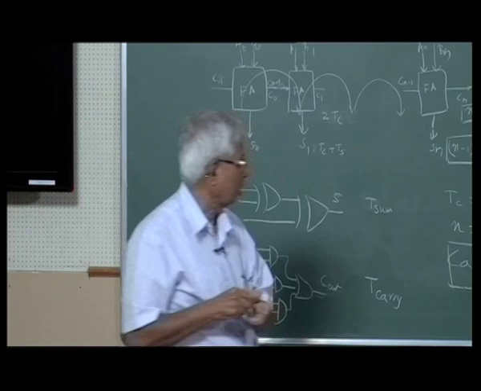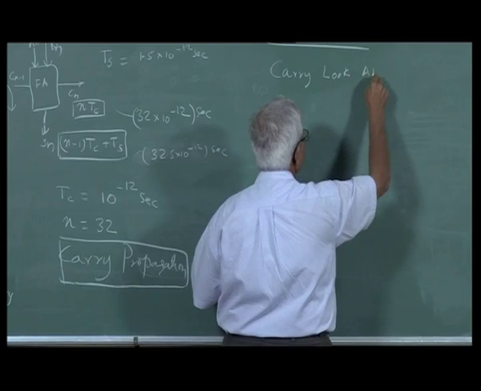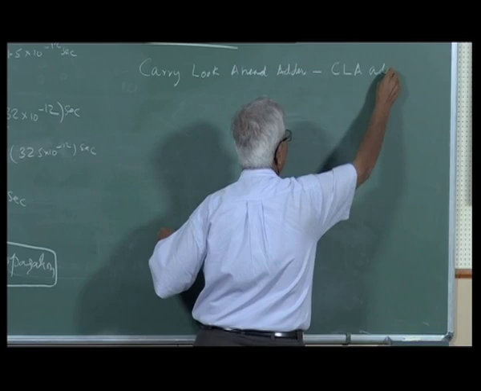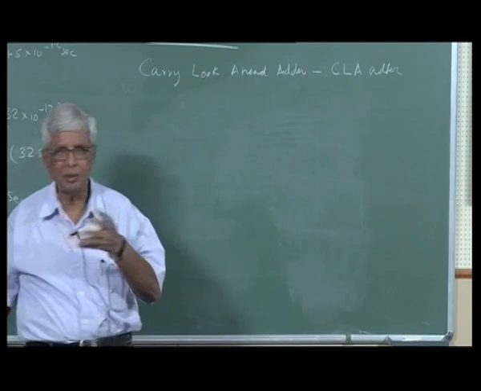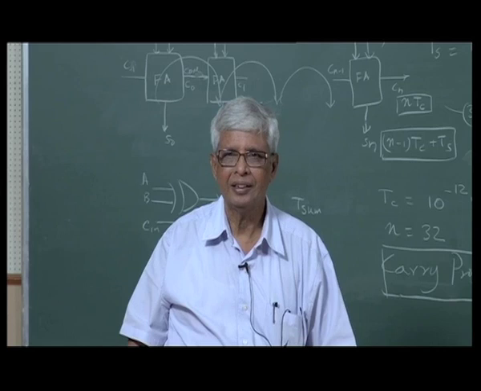This adder is called carry look ahead adder, or simply known as CLA. Sometimes these names are themselves enough to understand. Ripple carry, you understand, carry ripples, so delay. The names have been very nicely, appropriately chosen in all these things. Ripple carry means the carry ripples and then it takes time.